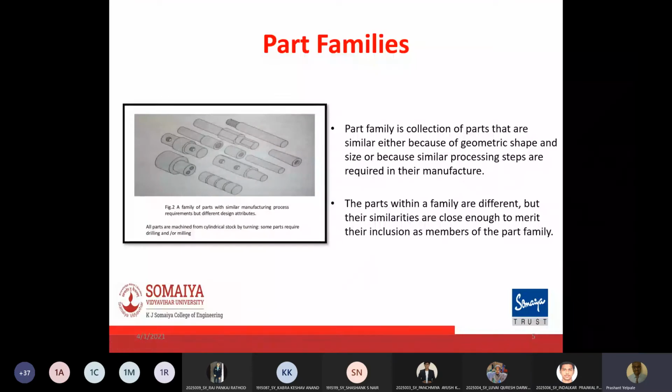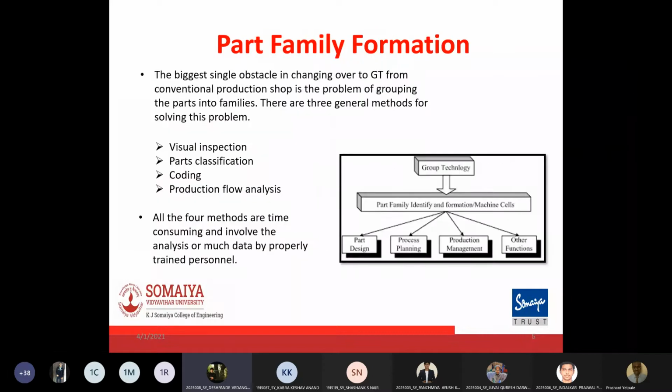So, as we know, it is the need of the time to switch from the conventional methods of manufacturing to the modern methods, and group technology is one of them. And as we see on the slide, the part family is the key step in achieving group technology. Part family is nothing but the classification of parts.